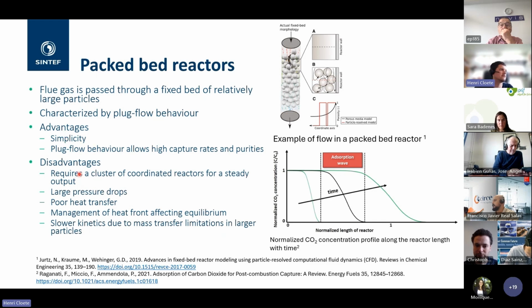But some of the disadvantages are that since you just do a batch-wise process in a single reactor, you need a cluster of these reactors that work in a coordinated way. You can have quite high pressure drops in these kinds of systems because your reaction is actually only happening in the small part of the reactor where the front is. So you need quite long beds with substantial pressure drops. I mentioned the poor heat transfer in packed beds before. And there's a related challenge: since your reaction only happens in this front, you get quite a lot of heat being generated there, which then shifts the equilibrium away from capturing your CO2. So there are some challenges with dealing with that as well.